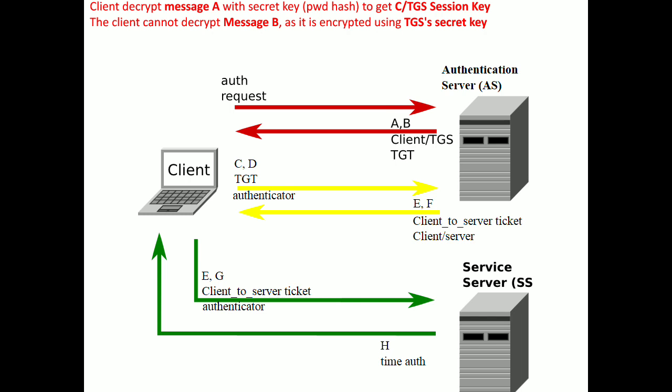Now, once these two messages are received by the client, the client decrypts message A because it is encrypted with the password hash of the user, which is known to the client, and it then gets the session key which will be used for future communication between the client and the TGS. But the client cannot decrypt the second message, that is message B, because it is encrypted with a secret key which is only known to the ticket granting server.